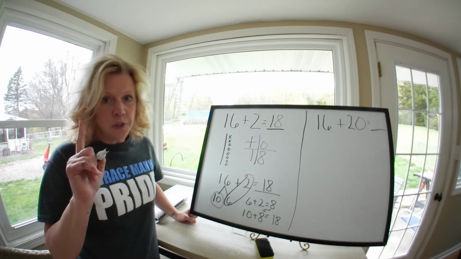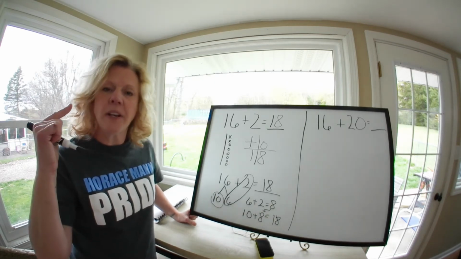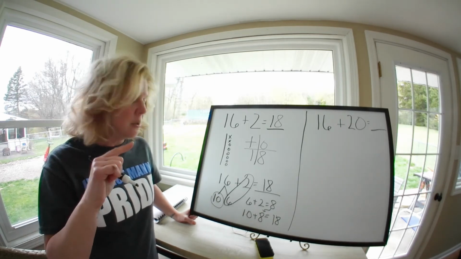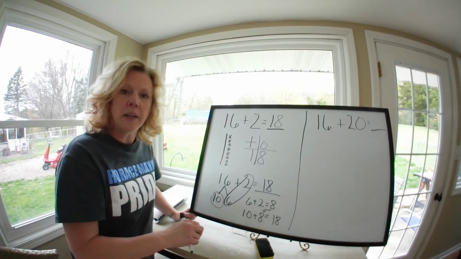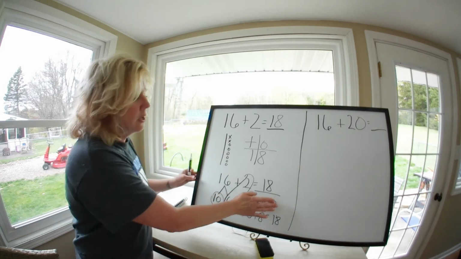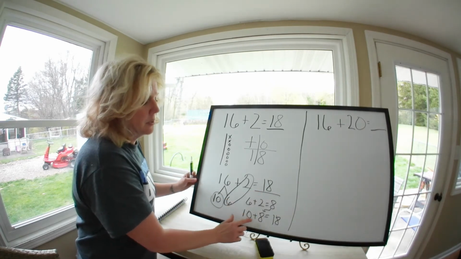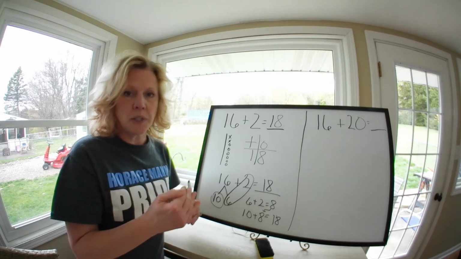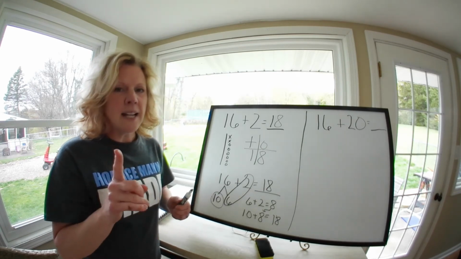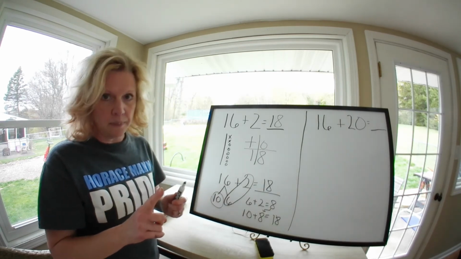Now, for those of you that in your head are already figuring out what the 6 plus 2 is, maybe you don't need to do the 6 plus 2 equals 8. Maybe you just need to skip that part and do 10 plus 8 equals 18. The reason I have you do it this way is so you don't skip any steps. Now let's look at a similar problem, okay?